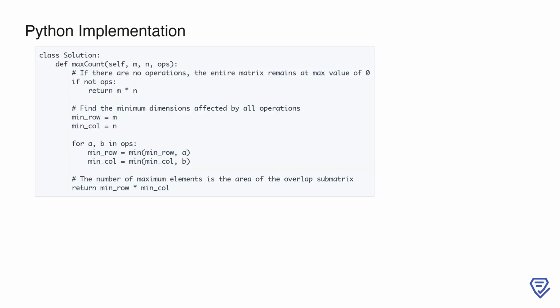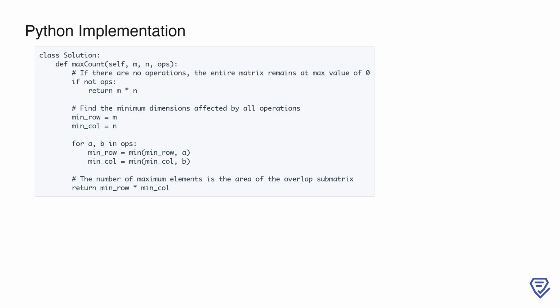This solution for LeetCode problem number 598, Range Addition 2, efficiently computes the number of maximum elements in a matrix after applying a series of operations. The problem starts with an m x n matrix initialized to zeros. Each operation defines a submatrix, where all elements are incremented. After applying all operations, the task is to find the count of elements with the maximum value.